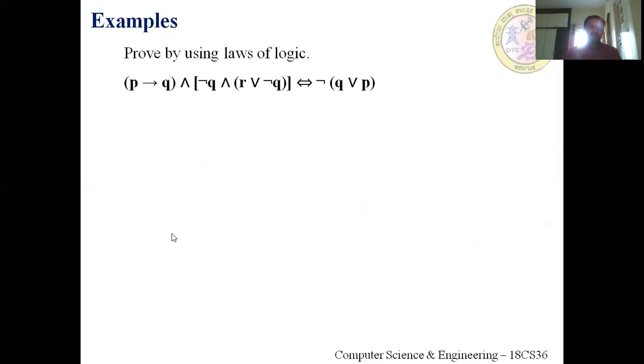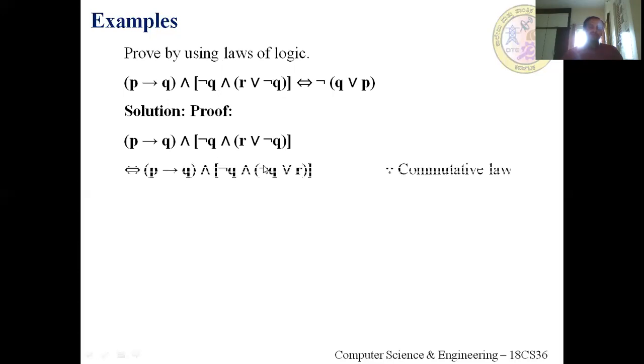Consider the example. P implies Q and negation of Q and R or negation of Q is logically equivalent to negation of Q or P. Once again, consider the LHS. Then we are going to prove that LHS is logically equivalent to RHS. P implies Q and negation of Q and R or negation of Q. First, we are going to apply the commutative law. The commutative law states that P or Q is logically equivalent to Q or P. Here, R or negation of Q is logically equivalent to negation of Q or R as per the commutative law.